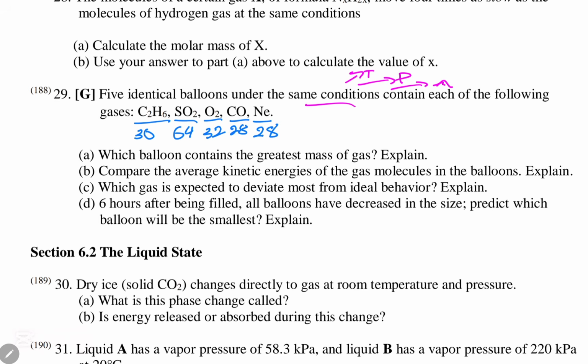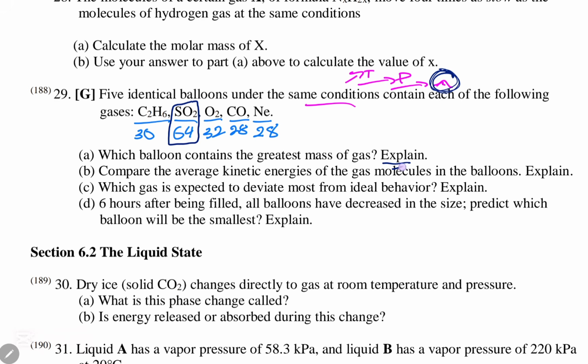They said which balloon contains the greatest mass of gas because they have the same number of moles, the same pressure, the same volume. The most important factor is that they all have the same number of moles. That means that the heaviest gas, which is SO2, would have the greatest mass of gas. So, very simply, the answer is SO2.